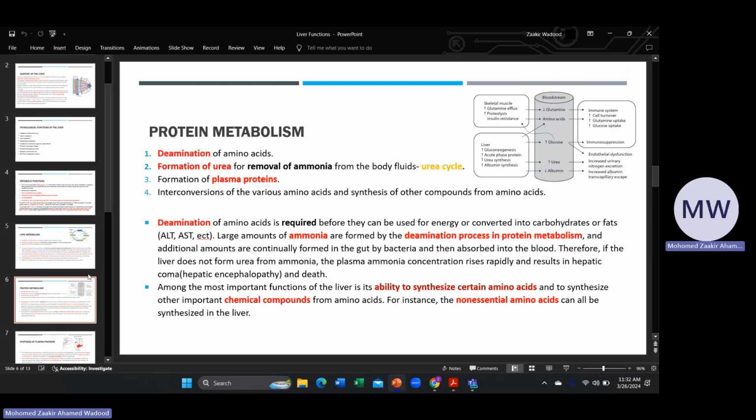Another important function is to produce certain amino acids and to make other important chemicals from amino acids, especially the non-essential amino acids, which can be produced in the liver.